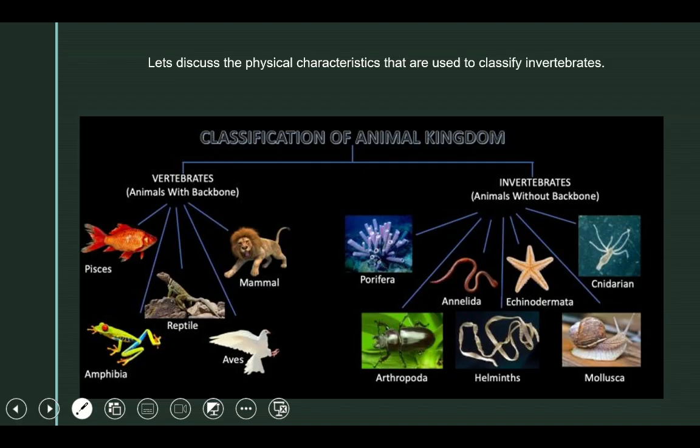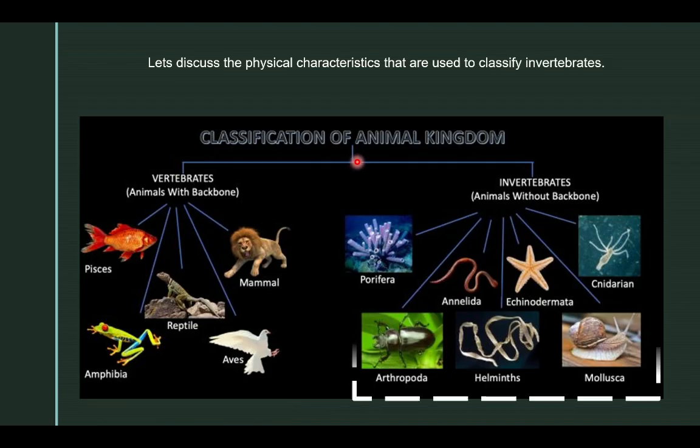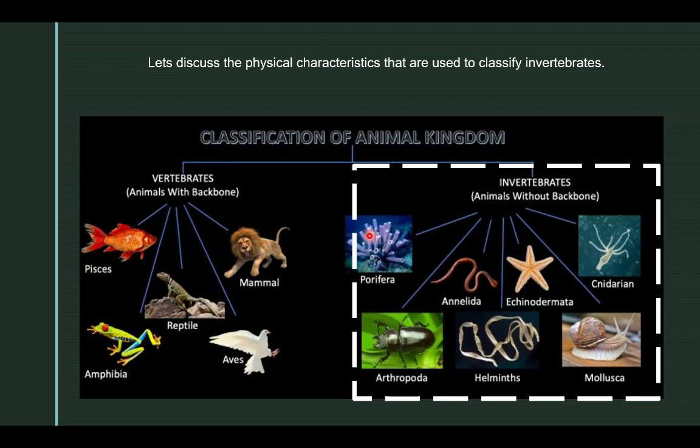Now let's discuss the physical characteristics which are used to classify invertebrates. When we are talking about invertebrates, we have 7 phyla included in it. So invertebrates are without backbone, as we can see. They have 7 different types of phylum: Porifera, Annelida, Echinodermata, Cnidarians, Molluscs, Helminthes and Arthropods. But in IGCSE we have to focus only on arthropods.